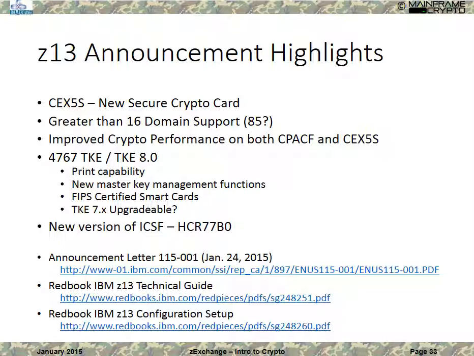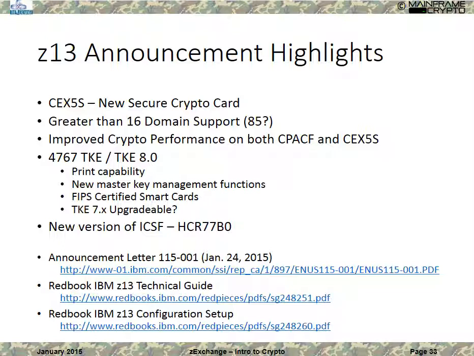Now, jumping down a little bit, also in the announcement, there's a new TKE version 8, and it's actually described as the 4767 TKE. And that kind of hints to me that there is a new cryptographic chip that's going to be implemented on the Crypto Express cards. Going way back, the 4764 was implemented on some of the older Crypto Express cards. Then we had the 4765. Now we've jumped to the 4767. It looks like the Crypto Express 5 card is going to be built on this new technology.